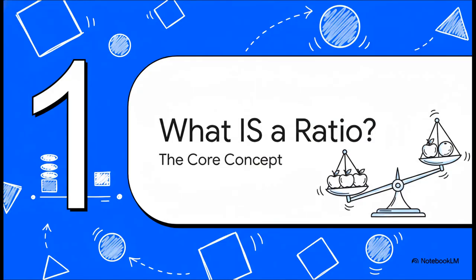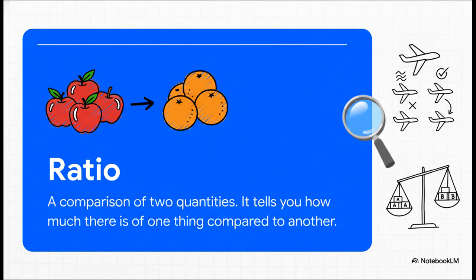First things first, let's make sure we lock in the single most important idea about what a ratio is all about. So really, what is a ratio? It's just a way of comparing two things. That's it. Like, think about a fruit bowl. You could compare the number of apples to the number of oranges. A ratio just tells you how much you have of one thing in relation to another.